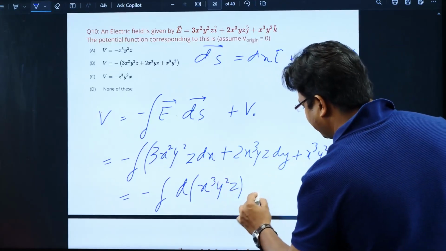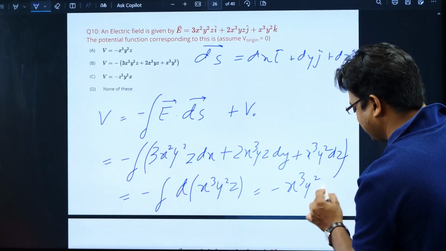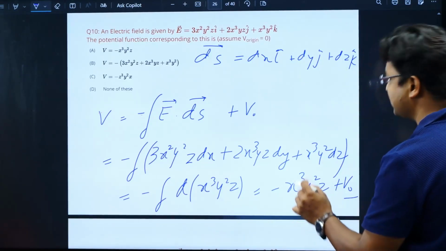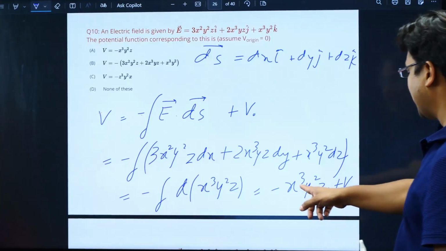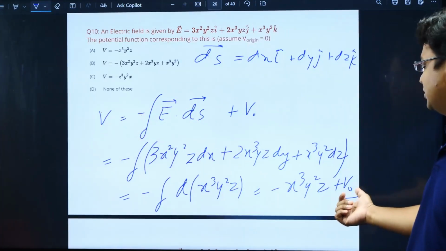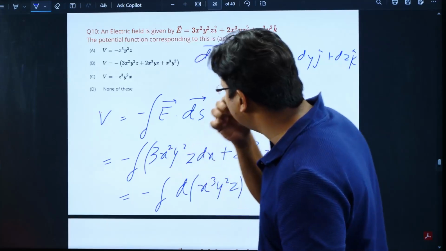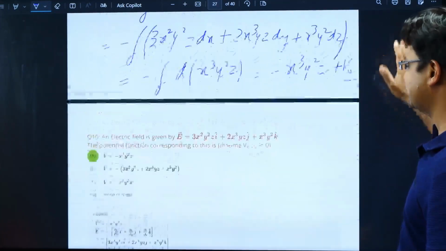So when we finish this integration, we end up with minus x cube y square z plus v naught, and the question says to assume the potential at the origin as 0, so I put x, y, z as 0 and I get a potential of 0, so v naught also becomes 0. So the final answer would be option A, minus x cube y square z.